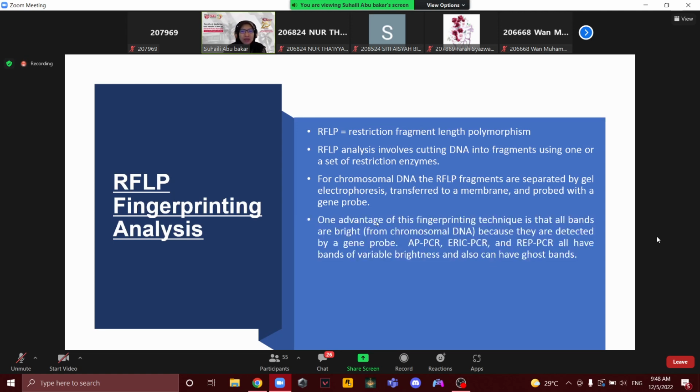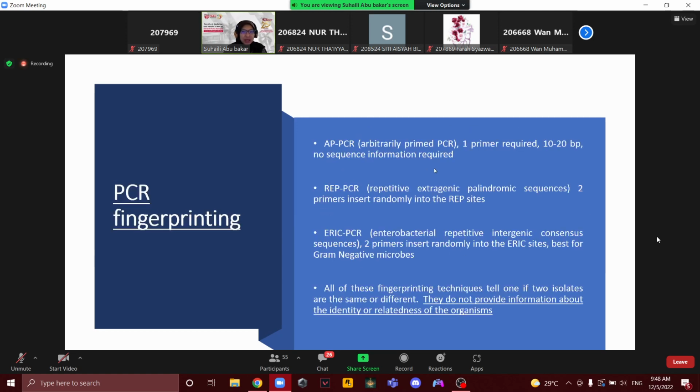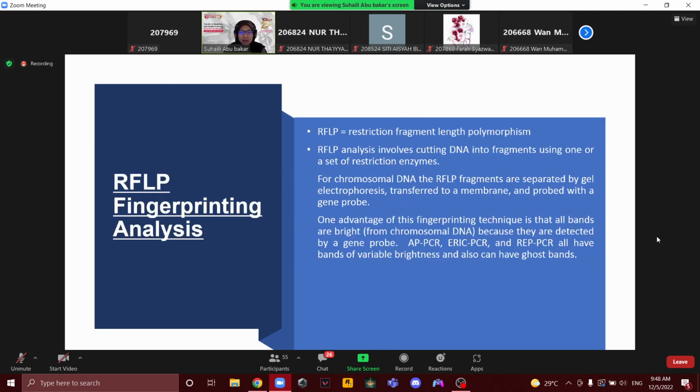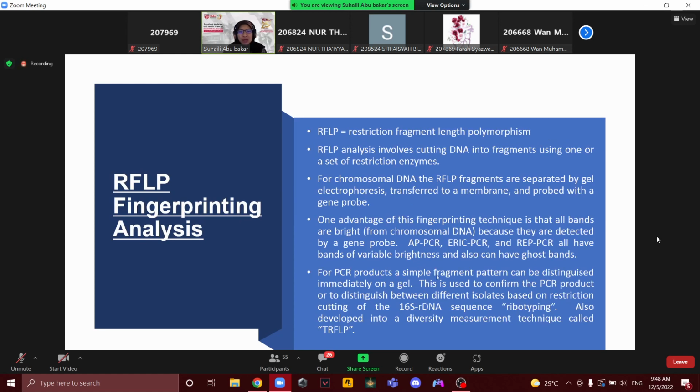One advantage of this technique is that all bands are bright, because they are detected by the gene probe. With AP-PCR and ERIC-PCR, all have bands of variable brightness and can also have ghost bands. This one mentioned talks about this method. Reverse back to here. Okay, alright. And then for a PCR product, a simple fragment pattern can be distinguished immediately on a gel. This is a very fast method.